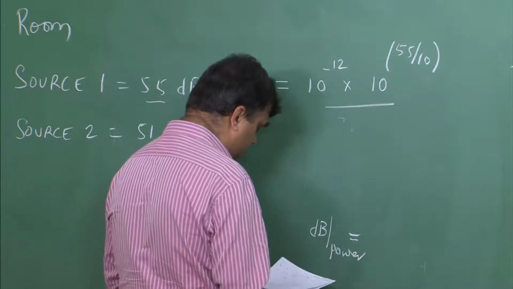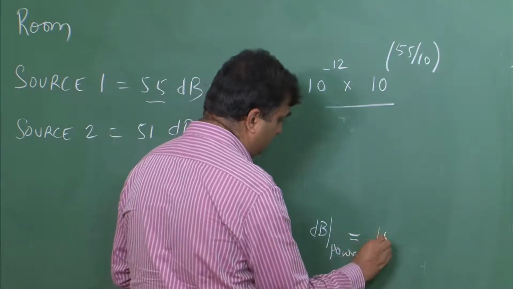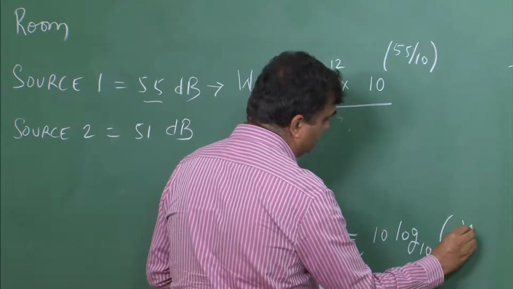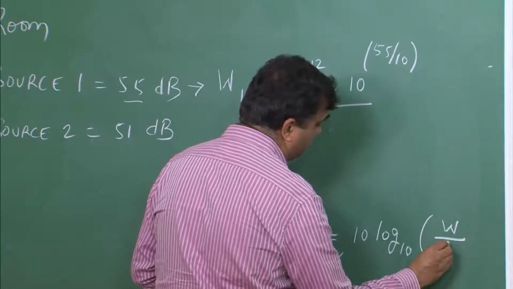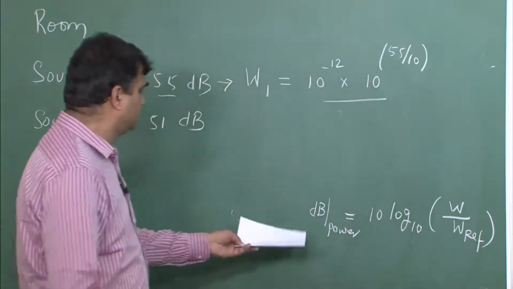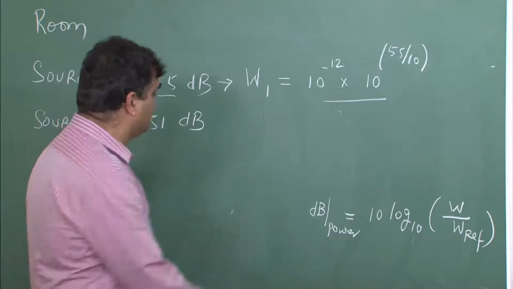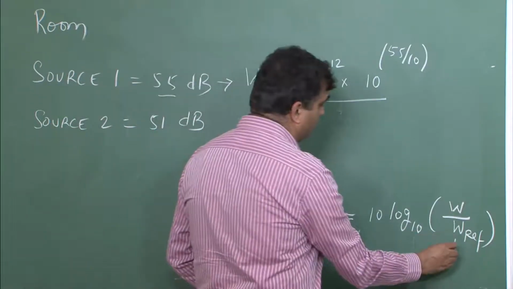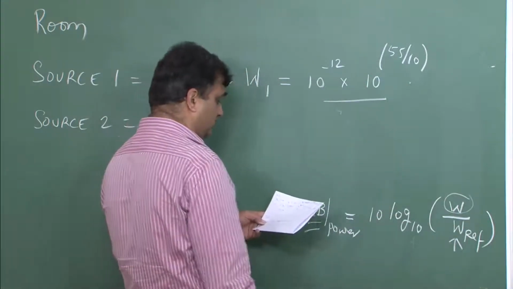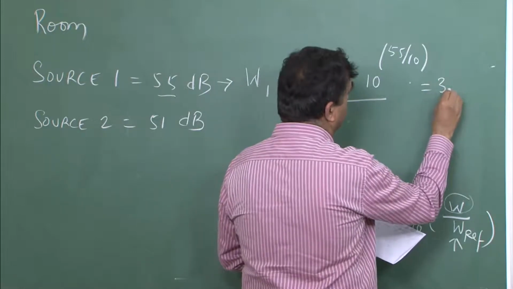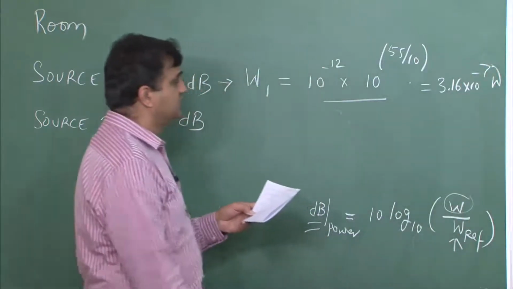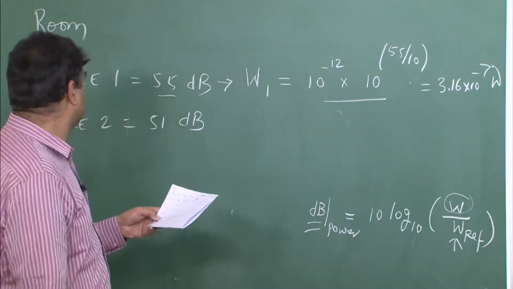So dB power is equal to 10 log of RMS power divided by reference power. Okay? So I'm using this relation. I know this is 55. I know W ref is 10 to the power of minus 12. So I'm calculating W using this formula. So it comes out to be 3.16 times 10 to the power of minus 7 watts.